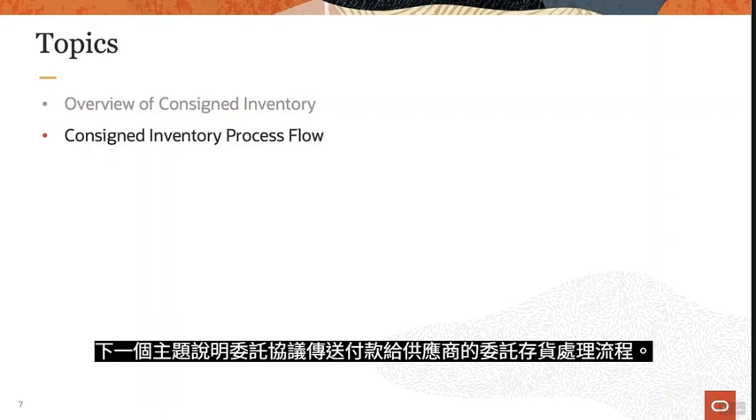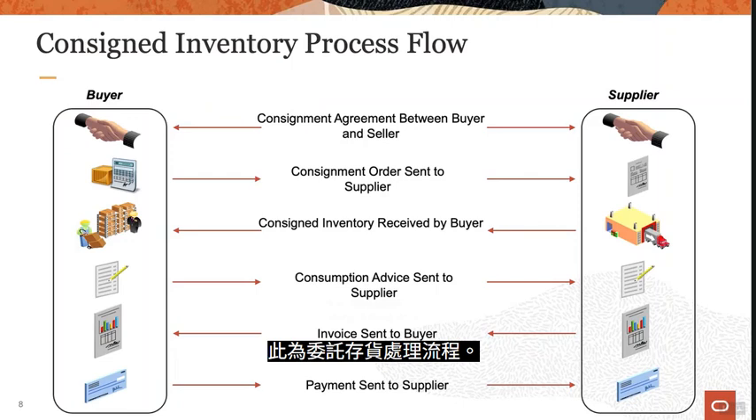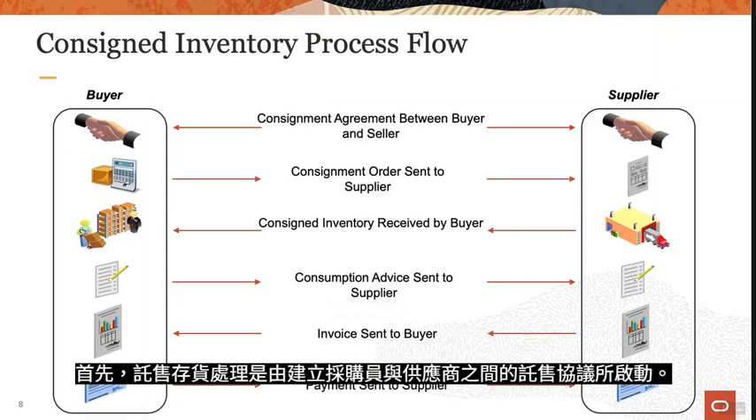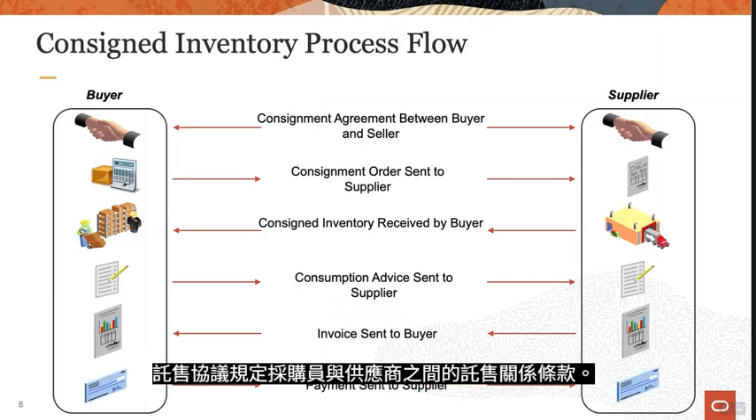Here is the consigned inventory process flow. The buyer in the diagram represents the SCM Cloud user. First, the consigned inventory process is initiated by the establishment of a consignment agreement between a buyer and a supplier. The consignment agreement stipulates the terms of the consignment relationship between the buyer and supplier. Next, consigned inventory is ordered from the supplier through a consignment order.